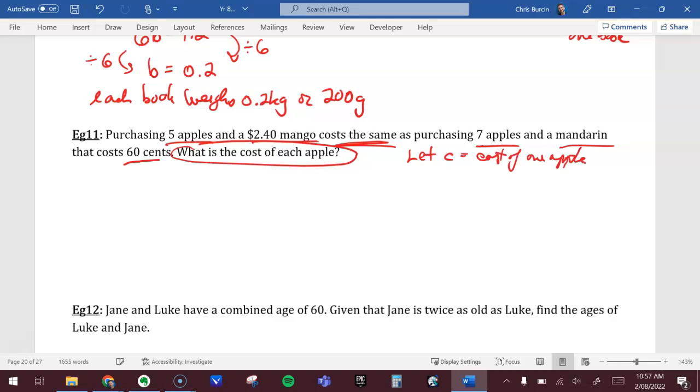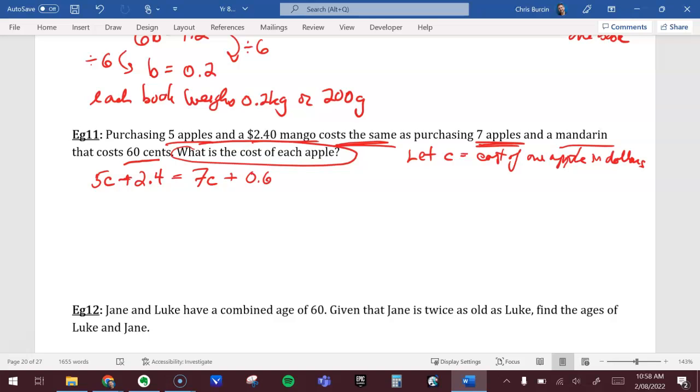in dollars. So what do we got? We got 5 apples. So we have 5 times the cost of one apple, 5C, plus the set cost of $2.40. And we'll write that as just 2.4. We don't need the $2.40 until we make it back into what looks like dollars. And that will be the same amount as 7 apples, 7 times the cost of one apple, plus, what's the cost of a mandarin? 60 cents. So in dollar terms, that's 0.6 or 0.60.